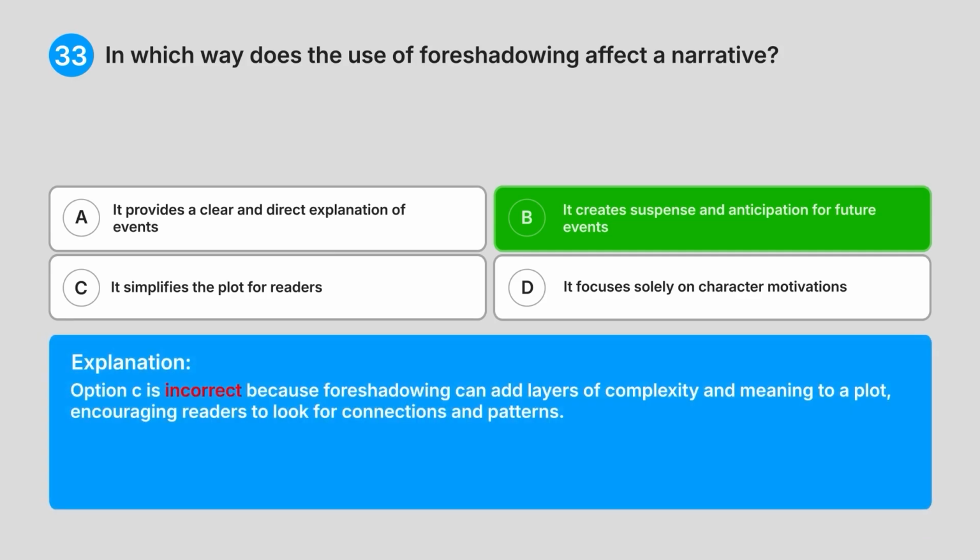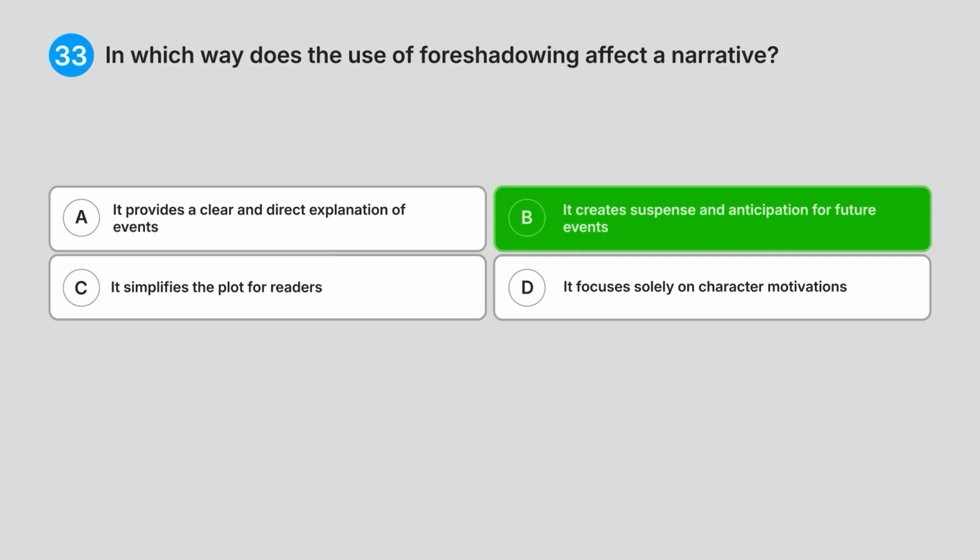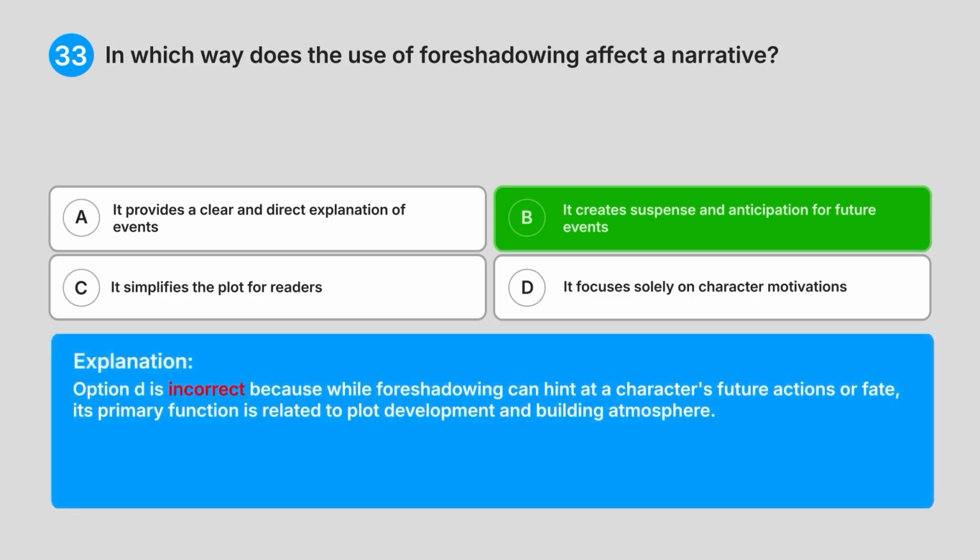Option C is incorrect because foreshadowing can add layers of complexity and meaning to a plot, encouraging readers to look for connections and patterns. Option D is incorrect because while foreshadowing can hint at a character's future actions or fate, its primary function is related to plot development and building atmosphere.